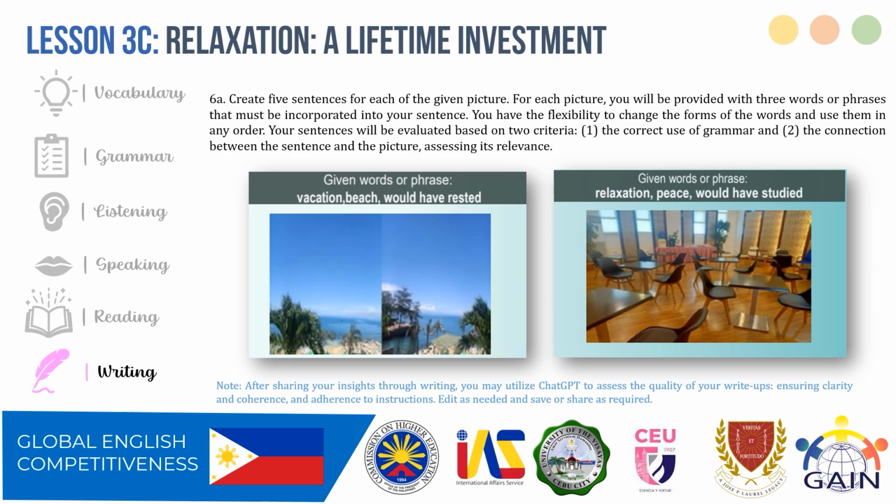And we're down to the final activity for this lesson. In this section, you will be tasked with creating 5 sentences for each of the given picture. For each picture, you will be provided with 3 words or phrases that must be incorporated into your sentence. You have the flexibility to change the forms of the words and use them in any order. Your sentences will be evaluated based on 2 criteria. First, the correct use of grammar, and second, the connection between the sentence and the picture, assessing its relevance. You may now pause the video and start working on this activity.